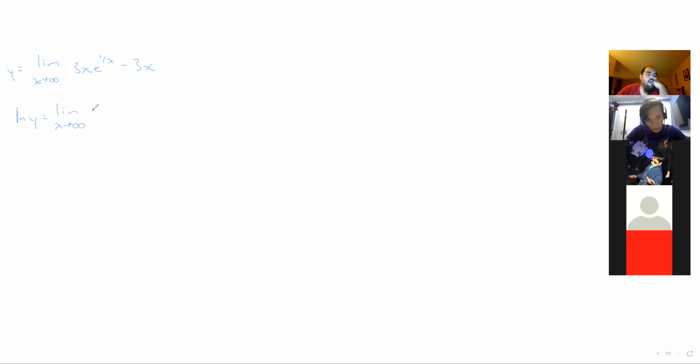Sorry, I'm writing this down as well. Yeah, so I got natural log of 3x, e to the power of 1 over x, over natural log of 3x. Or, yeah, you can write it like that too. So you can't actually break this down. You can't break it down.